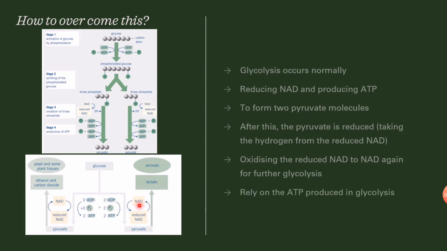And so in anaerobic respiration, the energy that is produced is based on only the ATP formed in glycolysis. So we form ATP in glycolysis and we reduce our NAD, but then our reduced NAD is oxidized again by our pyruvate.